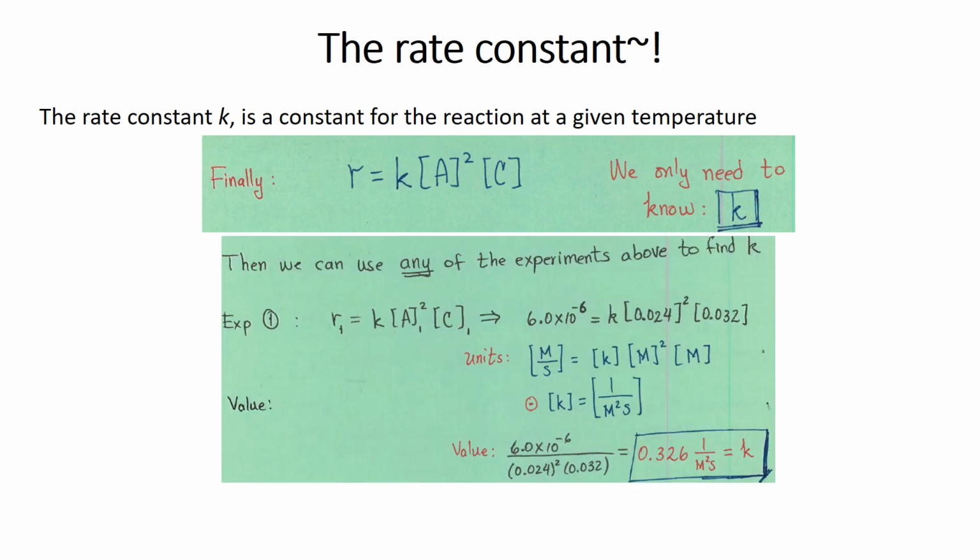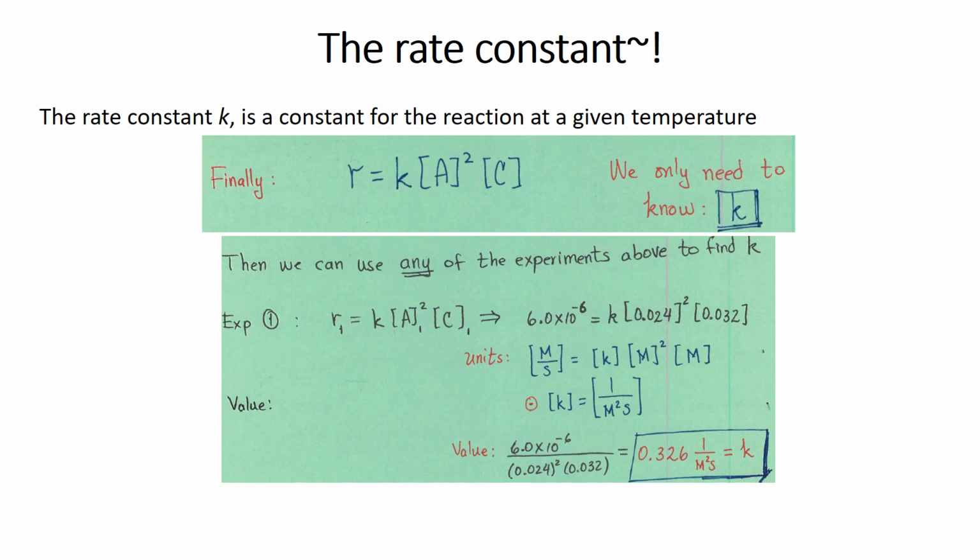So let's take any experiment of the ones given in the table to find the value of K. Let's try experiment 1. We write the rate law for experiment 1. So it's R1 equals K times the concentration of A squared for experiment 1 times the concentration of C for experiment 1. I plug in the values from the table and then I solve for K. I find that the value is 0.326.